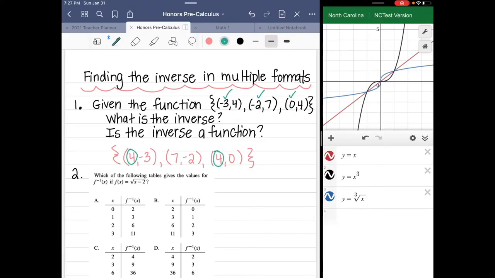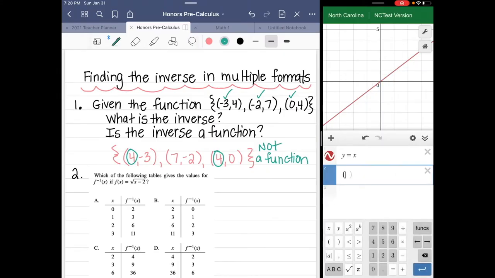Those did not repeat. However, my inverse is not a function because it has repeating x values now. They were originally the y values, but they're not anymore. They have now flipped because they're the inverse, and this one is not a function. So sometimes you can have a function and take the inverse, and the inverse may not be a function, okay?